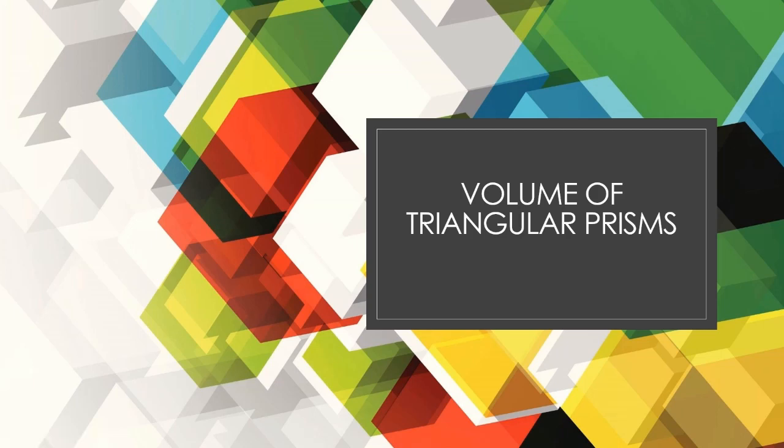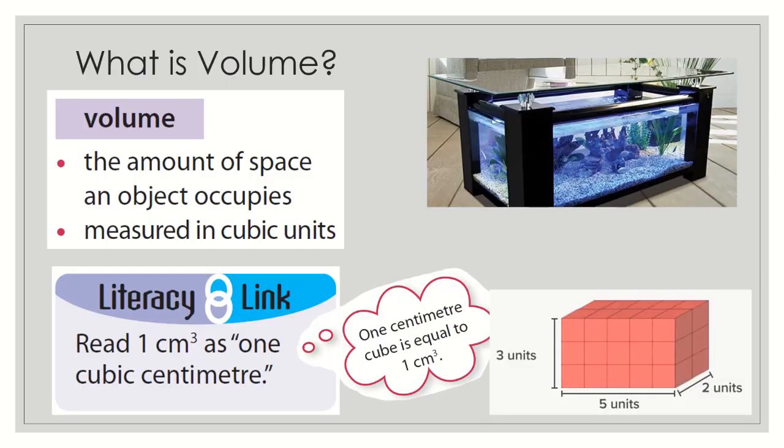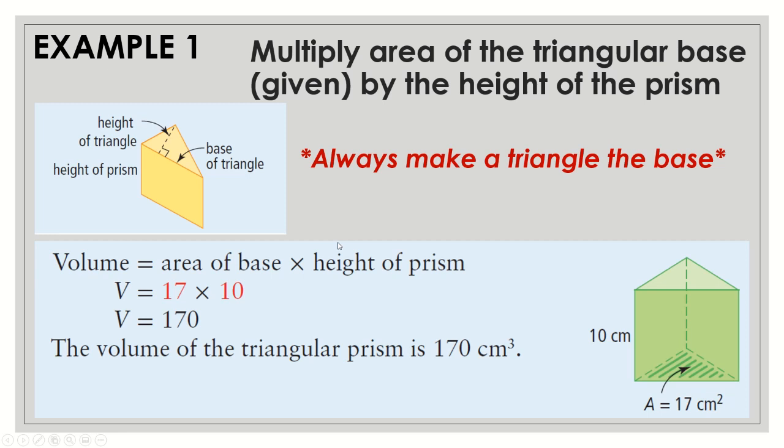Today, let's learn about the volume of triangular prisms. A quick reminder from last week, volume is just the amount of space that something occupies, or you can think about it as how much a three-dimensional shape can hold. In this case, it's cubes, and we read the 1 with the centimeters and an exponent of 3 as 1 cubic centimeter. All right, let's get rocking with triangular prisms.